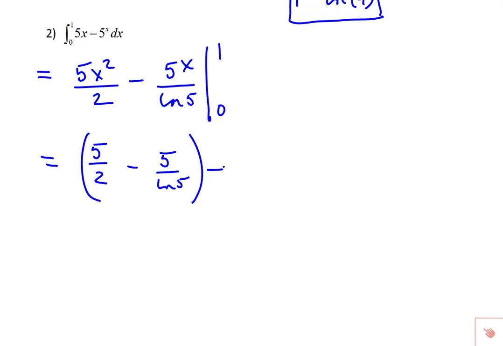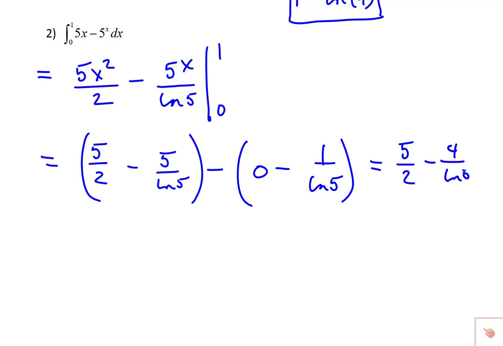Then we subtract capital F of a, which is plug in the lower bound, which would give us 0 minus 1 over the natural log of 5. And again, we could combine some terms, simplify as much as possible, and maybe end up with something like 5/2 minus 4 over the natural log of 5 for our final answer.